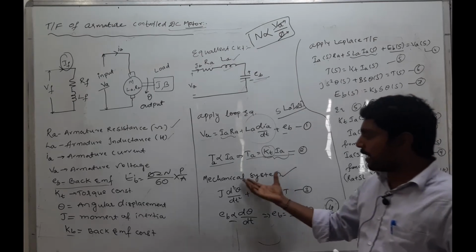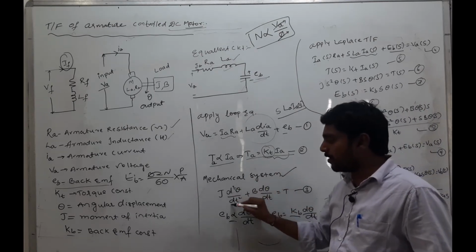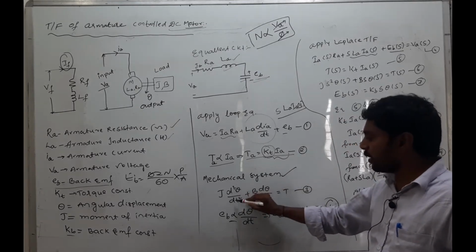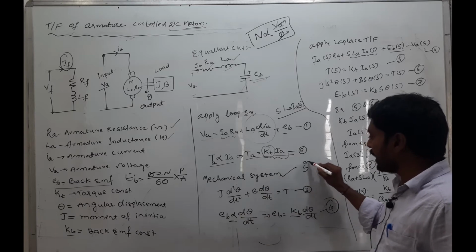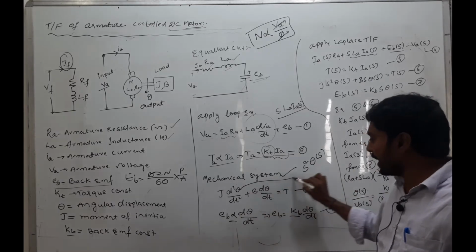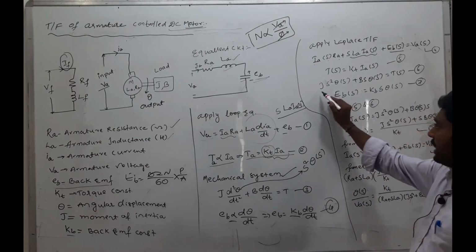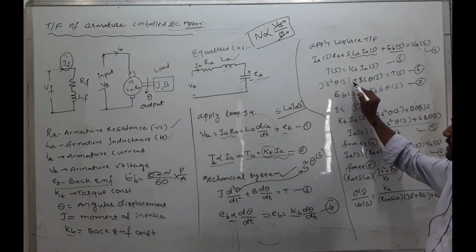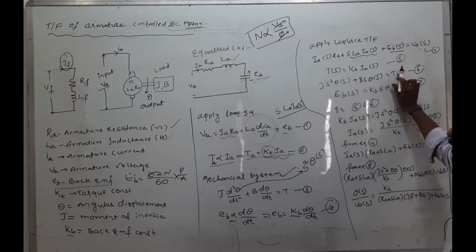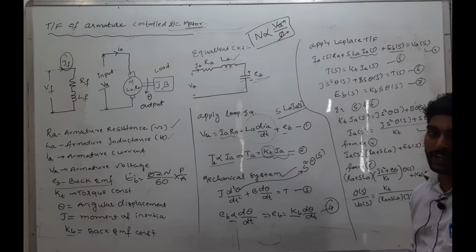Next, we go for the mechanical systems. This is a second order equation. Here, instead of d square theta by dt square, we write s square into theta of s. J into s square theta of s plus b into s theta of s is equal to T of s. That is nothing but the torque equation.